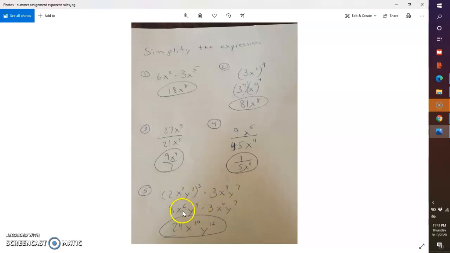8 times 3 is 24. X to the sixth times x to the fourth. We keep that x base and add the exponents. 6 and 4 is 10. Y to the ninth and y to the seventh. We keep the y. We add the exponents. 9 and 7 is 16. So we get 24 x to the 10th, y to the 16th.